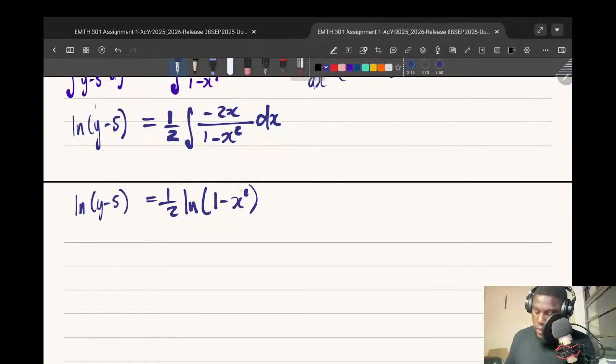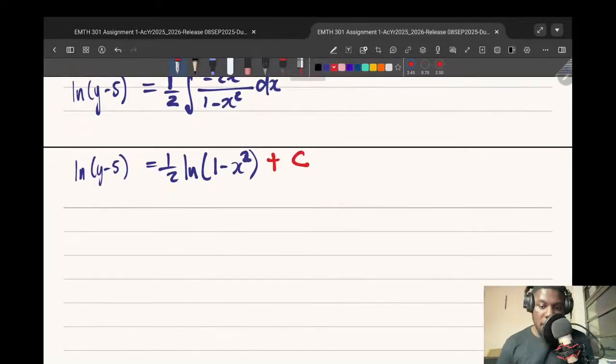Okay, if the top is exactly the derivative of the bottom, when you integrate, it will be just ln of the bottom. So it is ln of, what is the bottom? 1 minus x squared. So it is ln of 1 minus x squared. That's how you do it. And you have it like this. Now you can put your constant of integration c.